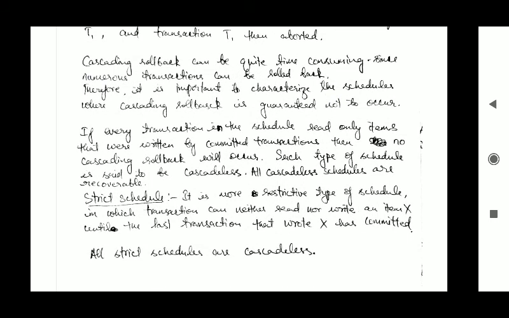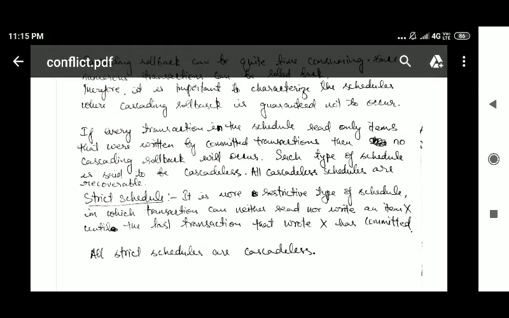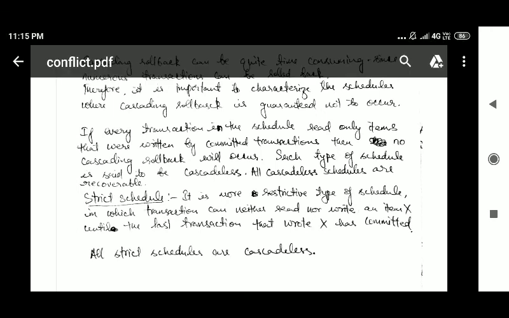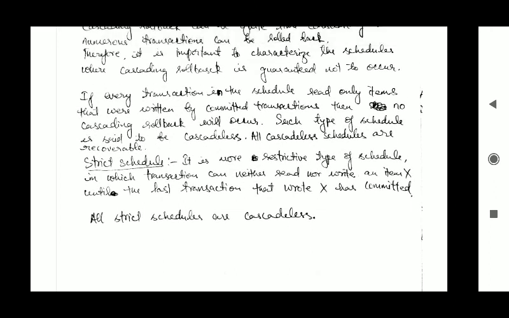If every transaction in the schedule reads only items that were written by committed transactions, then no cascading rollback will occur, and such a schedule is said to be cascadeless. All cascadeless schedules are recoverable. So what happens in a cascadeless schedule? In a cascadeless schedule, every transaction reads only those items that were written by committed transactions.